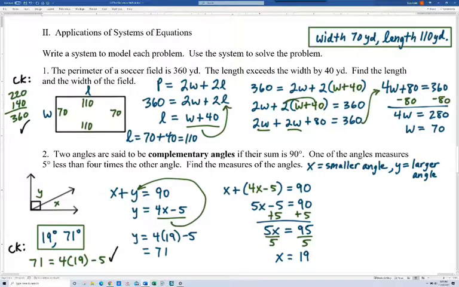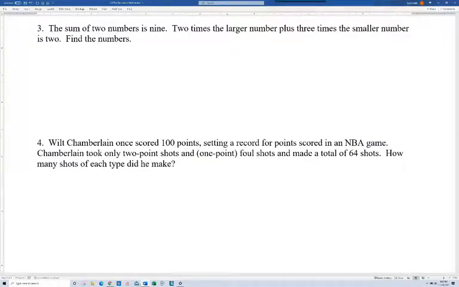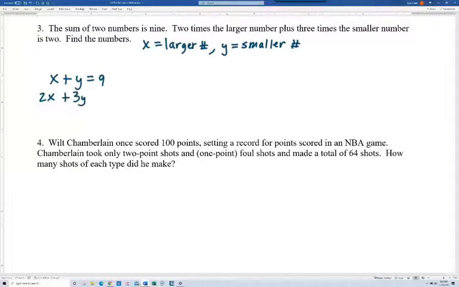All right, let's move on to number 3. It says the sum of two numbers is 9. 2 times the larger number plus 3 times the smaller number is 2. Find the numbers. So first of all, I'm going to call x the larger number and y the smaller number. Now notice in the second statement it said 2 times the larger number. So it talked about the larger number first, so that's why I called x the larger number. So first of all, our first equation, it says the sum of the two numbers is 9. So x plus y is equal to 9. Then it says 2 times the larger number, that would be 2x, plus 3 times the smaller number, that would be 3y, equals 2.